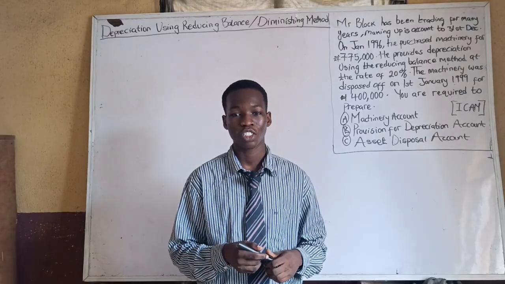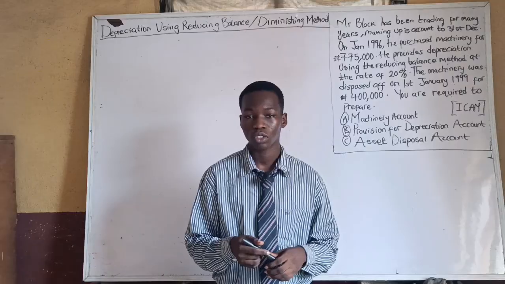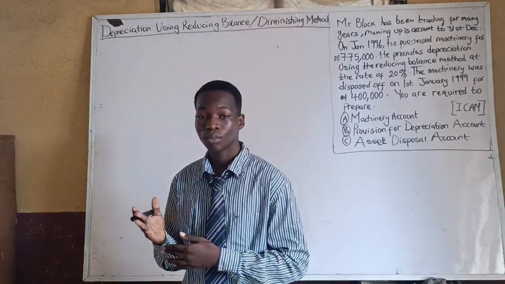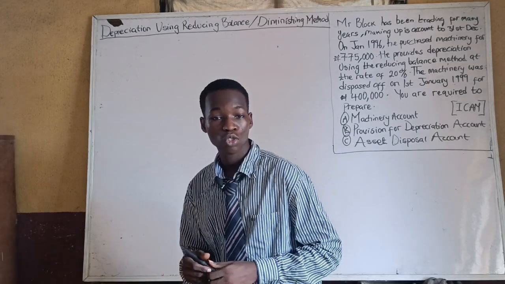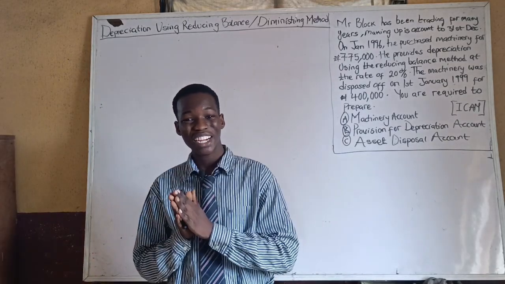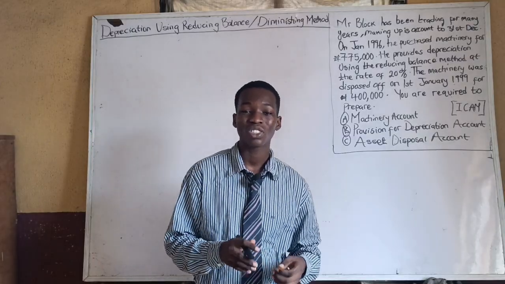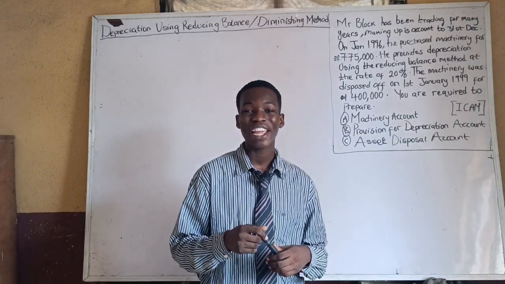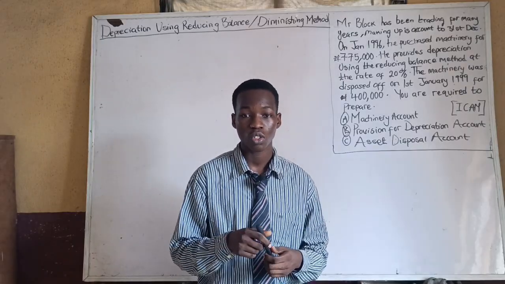So we are going to solve a question and you are going to look at what I just said. I said diminishing method or reducing balance method, either way. There is a formula to calculate the rate. Sometimes the question may give you a rate, and if the question didn't give you a rate, you have to look for the rate, because that is the rate at which you are going to charge the cost to get your depreciation.